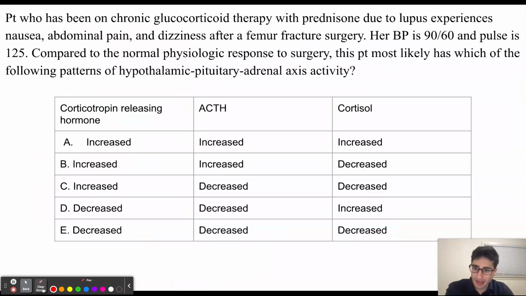So as we mentioned, the answer is going to be choice E, because corticotropin releasing hormone is going to be decreased, ACTH is going to be decreased, and cortisol is going to be decreased because of the suppression to the areas that produce CRH as well as ACTH. And as a result, in response to stress, we're not going to be able to produce cortisol due to that long-term suppression caused by her chronic glucocorticoid therapy.